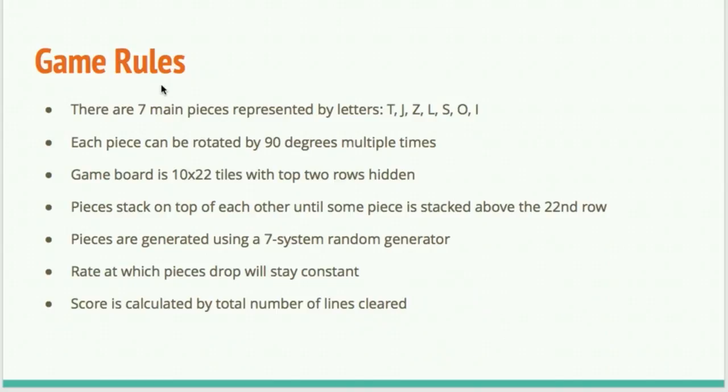Our version of the game has a few rules. There are 7 main pieces represented by these letters. Each piece can be rotated by 90 degrees, however many times you need. The board is 10 by 22 tiles with 2 rows on top hidden. The pieces stack on top of each other until a piece is stacked above the 22nd row. The pieces are generated using a 7 system random generator, which is basically like choosing from a bag of 7 pieces randomly, and when the bag is empty, it just gets replenished and you continue choosing randomly again. The rate at which the pieces drop remains constant, and the score calculated is the total number of lines cleared.